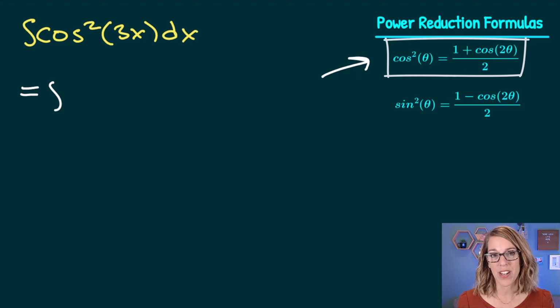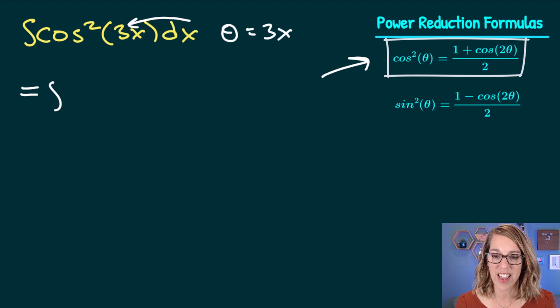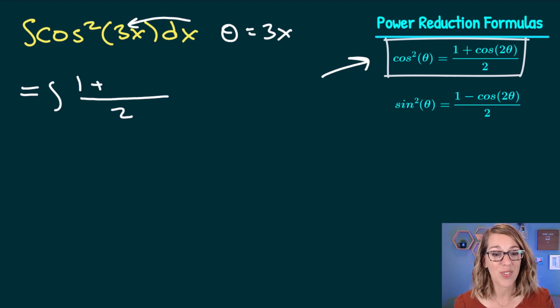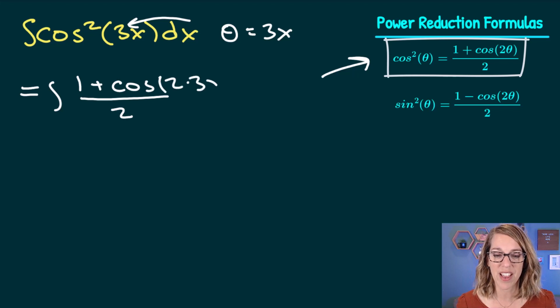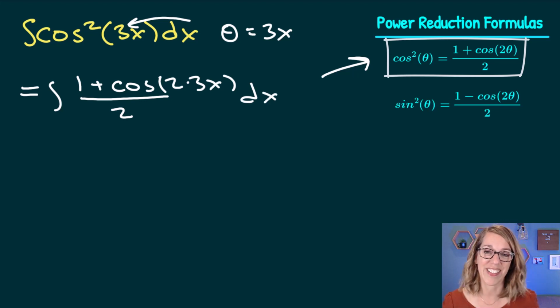Notice that my power reduction formula acts on theta. In this case, theta is equal to 3x. So here's what my integrand looks like. It's going to be that fraction over 2. In the numerator, I've got 1 plus cosine of 2 times my angle. So that's going to be cosine of 2 times 3x. And then, of course, I still have that dx out on the end.